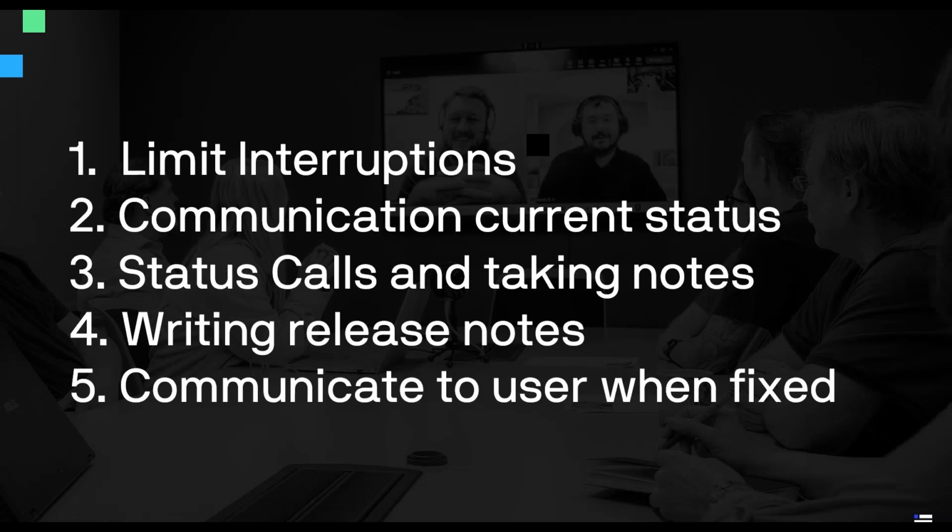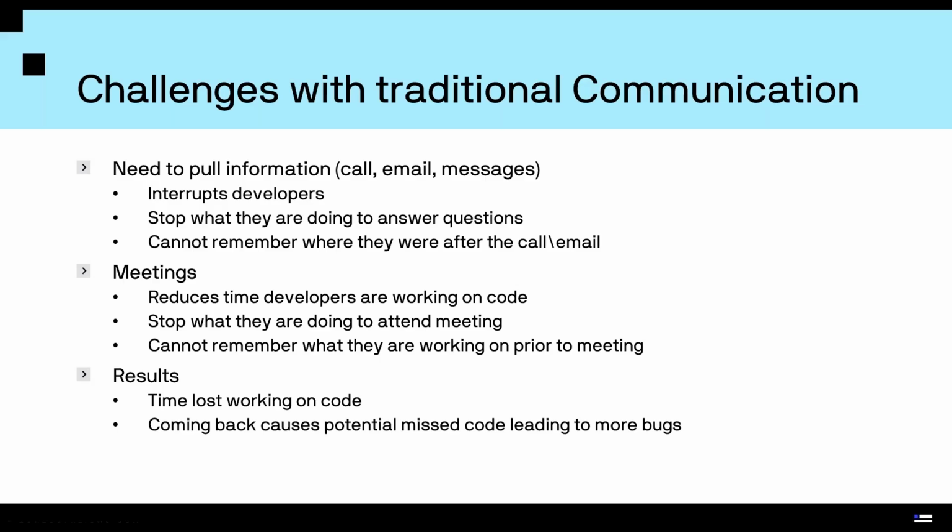Now, from the developer, right? How do you limit these interruptions? How do you communicate the current status? How do you avoid status calls and taking notes manually? How do you write the release notes? How do you communicate to the end user when that bug is fixed? All of those things that we're looking at, how can we help you solve those situations?